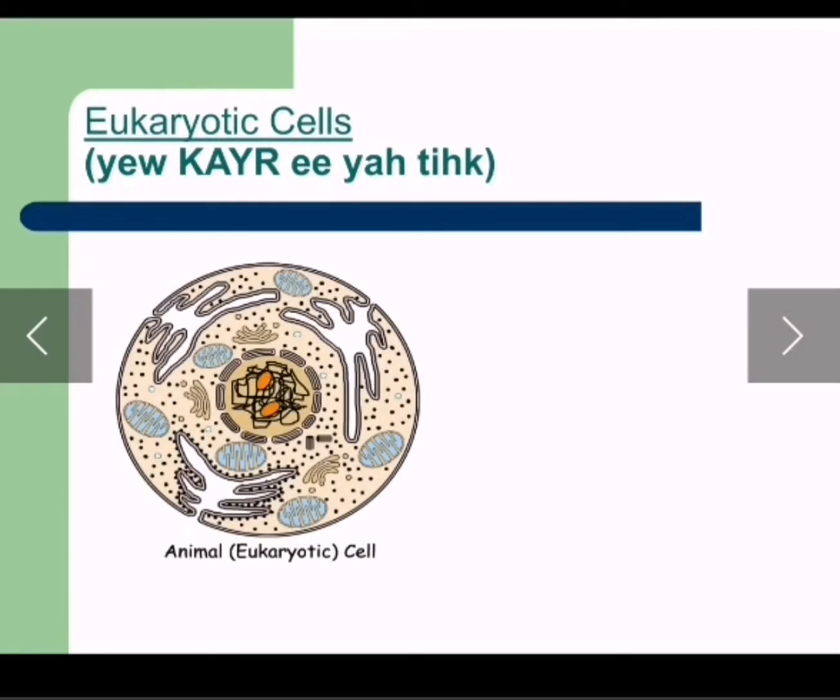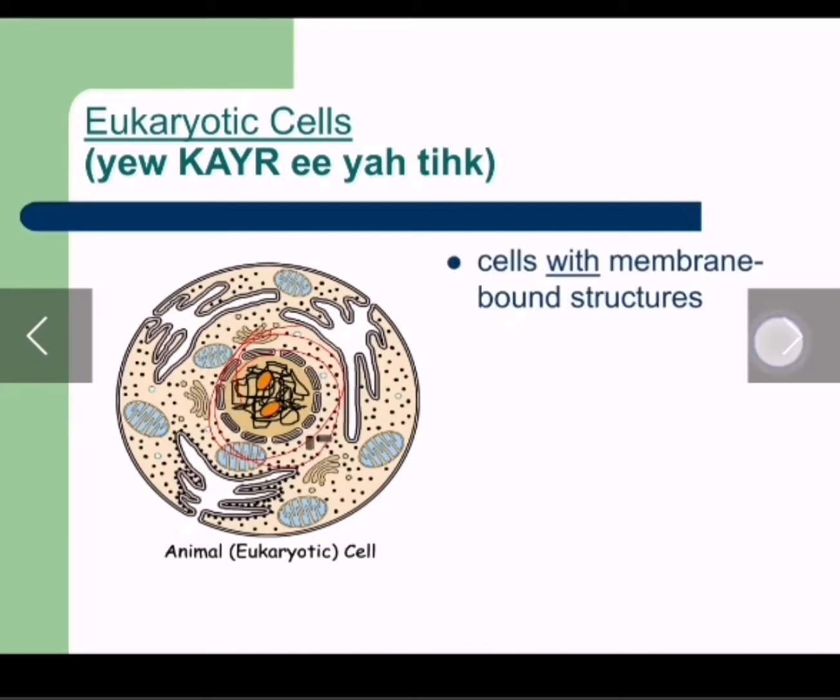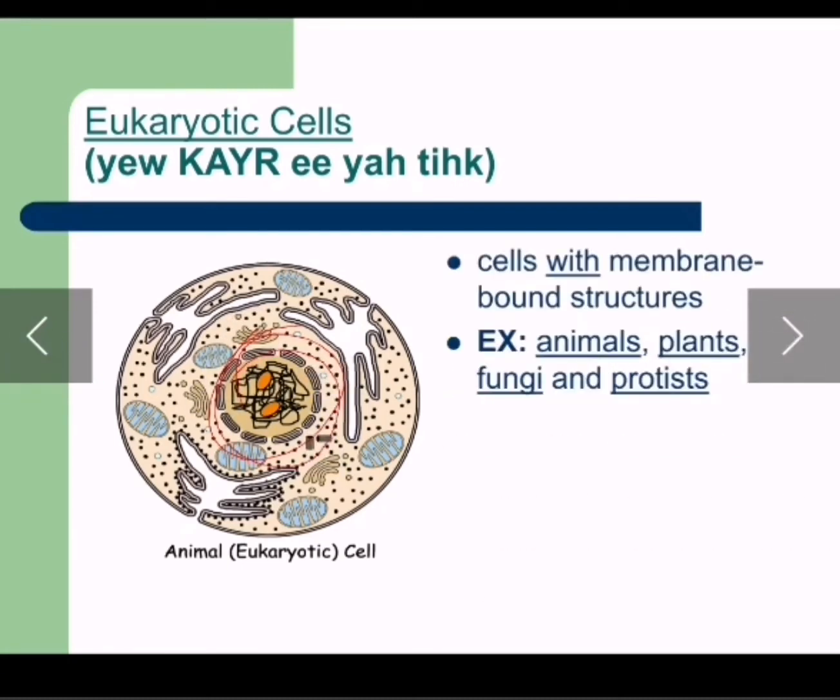Eukaryotic cells. We see in this view the eukaryotic animal cell, which has the organelles inside and a definite nucleus. It's very clear here. So the eukaryotic cell is a cell with membrane-bound structures. For example, animals, plants, fungi and protists.